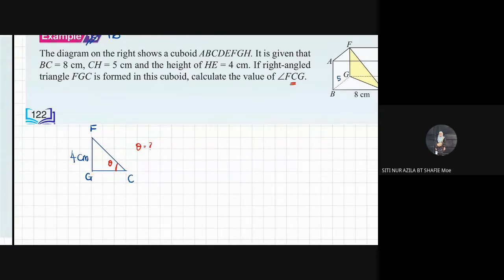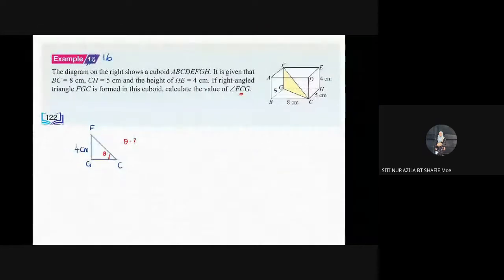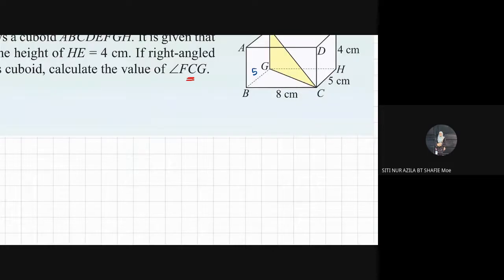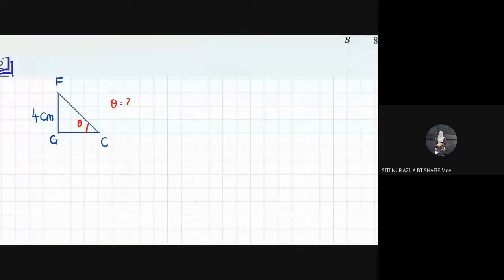So which side can you find? Actually, if you refer to your cuboid, you can find the value for GC if you refer to this right angle triangle. GBC is also a right angle triangle. So I'm going to draw GBC.